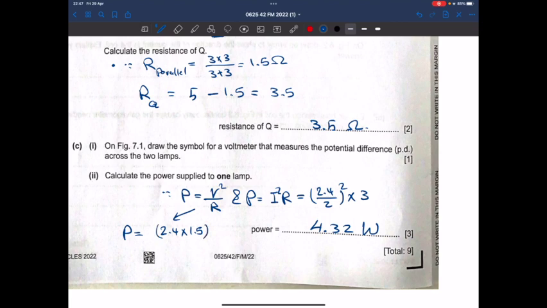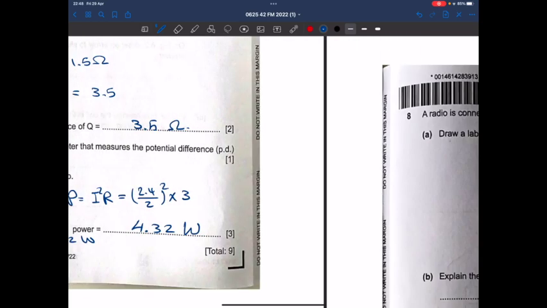Then this is squared, divided by the resistance. The resistance is just one of these resistances, which is 3. If you do this calculation, it gives the same power that we just calculated here, which is 4.32 watt. So just write any one of them, it would be correct. That was C. And that was also the end of the question.